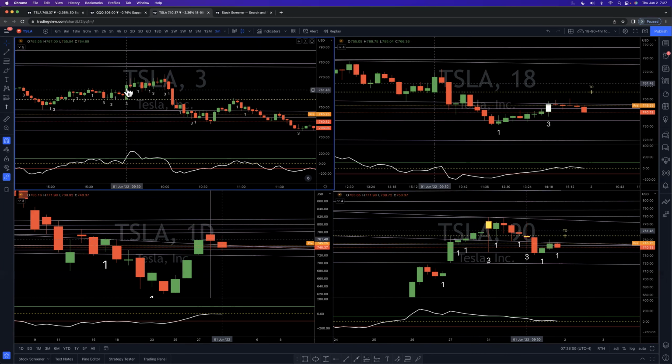So it opened here outside 3. And what does that mean? It's got to take the open. So when you're looking at these moves here on these shorter time frames, guys, this is just choppy noise, which is why I wait for that 18-minute flip.